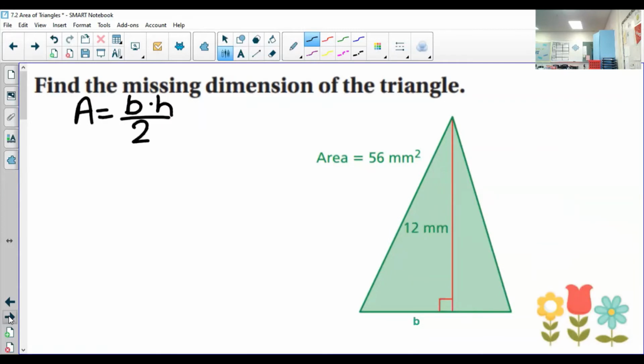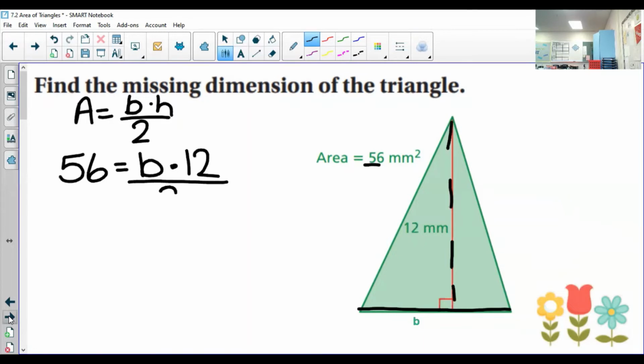Okay, my area is 56. Now, to save me room, I'm not going to write my labels. I just know I'll add it to my answer at the end. So 56 equals my base, which I don't know, so I'm just going to keep it as B, times my height, which again is this distance, 12.